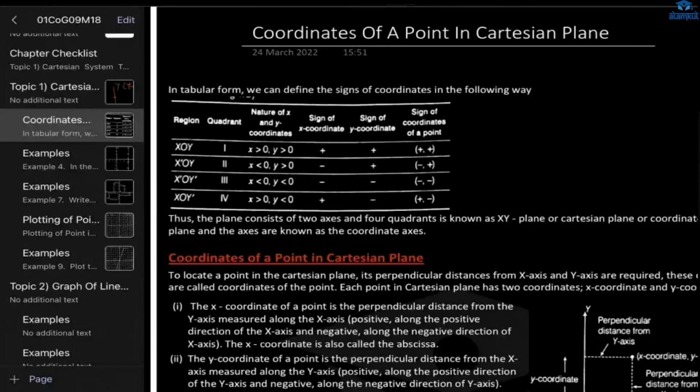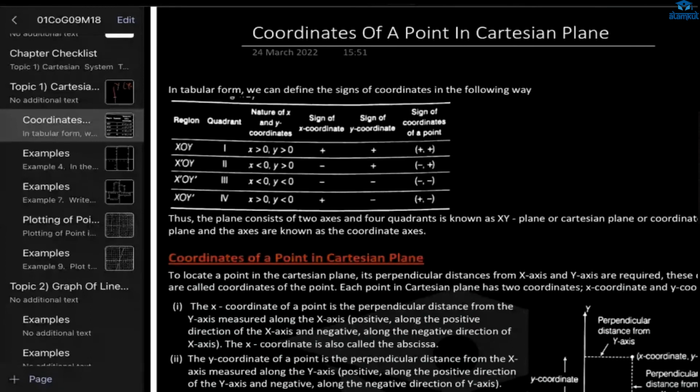XOY means the first quadrant. In XOY, which is called the first quadrant, the value of x will be greater than 0, and y will also be greater than 0. Sign convention: plus plus. X'OY is the second quadrant. Here x is negative, that means the value is going lower than 0, so x is less than 0 and y is greater than 0.